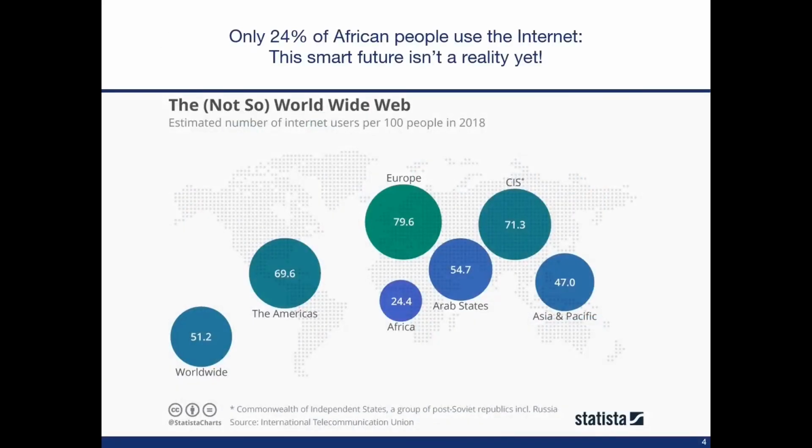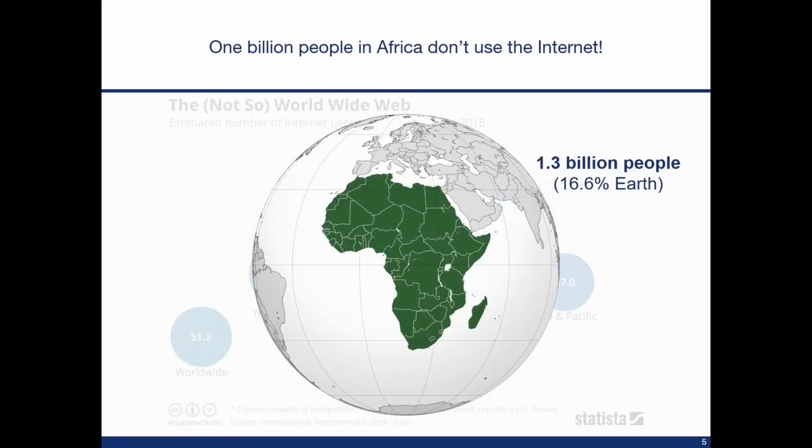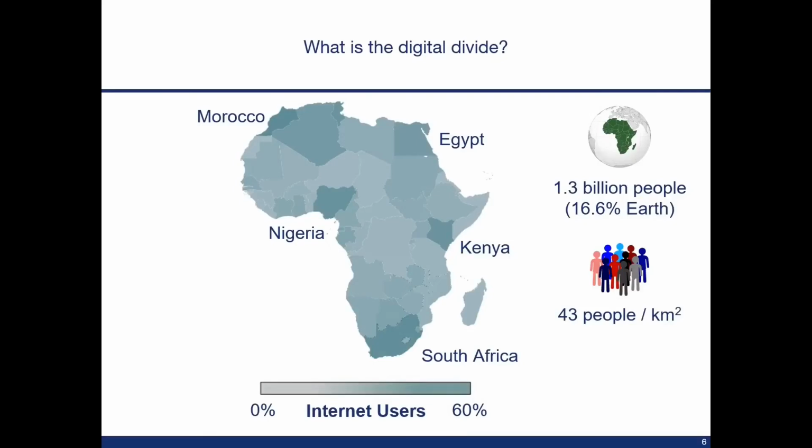Did you know that only 24% of African people use the internet, compared to almost 80% in Europe? This doesn't bode well for a smart future in Africa anytime soon, among several other things I'll talk about later. Africa has about 17% of the world population. This means that about 1 billion people in Africa don't use the internet. If we zoom in a little, we can see that a few countries in Africa, namely South Africa, where I'm from, Nigeria, Morocco, Egypt, and Kenya, have significantly more users than other African countries.